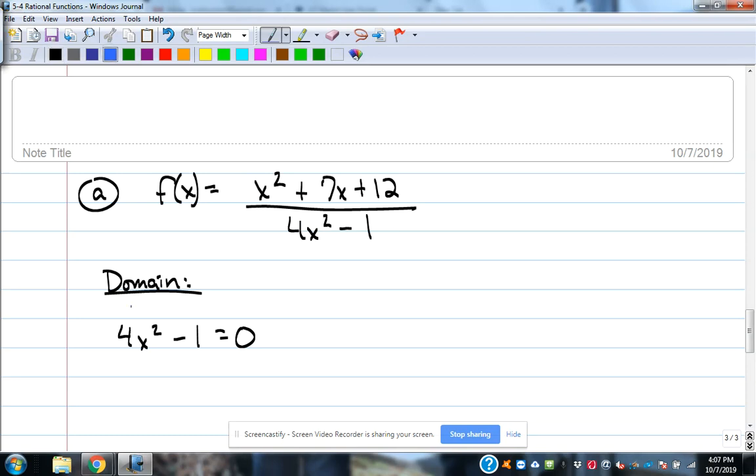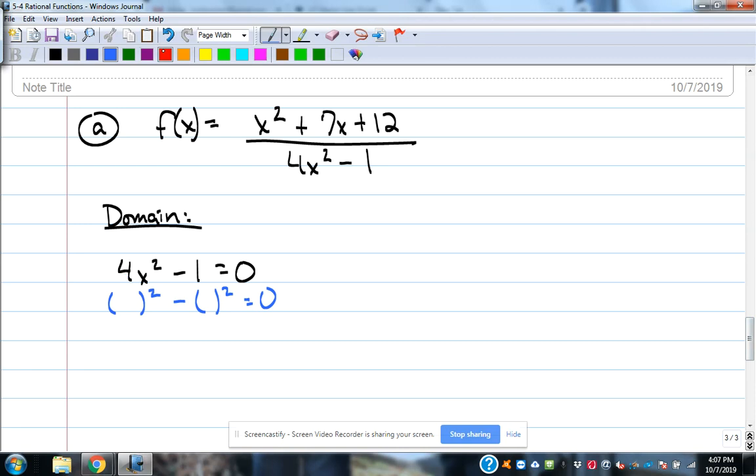Okay, so when I look at that, I see two terms with a minus sign in between. So I'm thinking that's a difference of squares. And the way I think about that is, okay, 4, what squared is 4? It's 2. And what squared is x? It's x. What squared is 1? 1. So then my factors end up being 2x plus 1 and 2x minus 1.